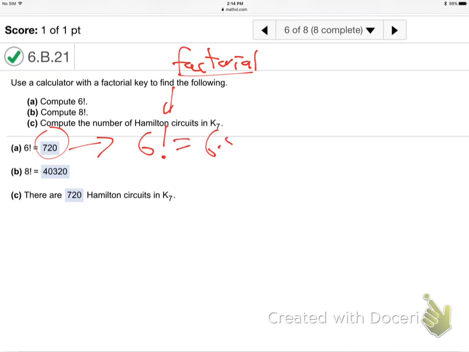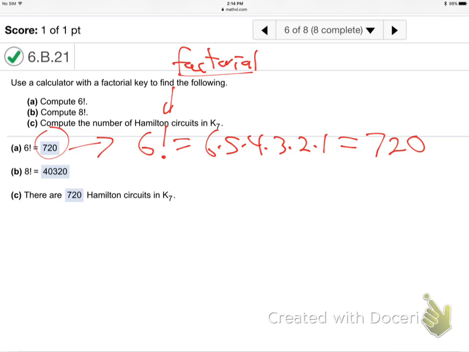You guys seen it before? You start at 6 and you just multiply all the way down to 1. That's all it means. It just means 6 times 5 times 4 times 3 times 2 times 1. And that is 720, as the answer says. Now, you have a button on your calculator that'll do it automatically, at least most calculators do.